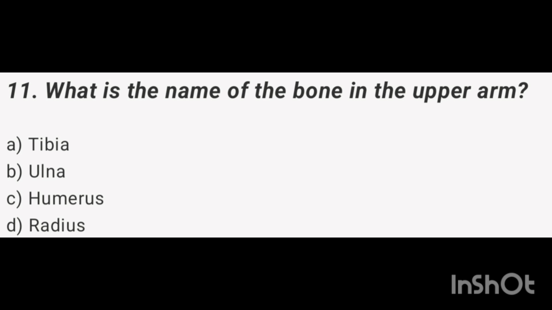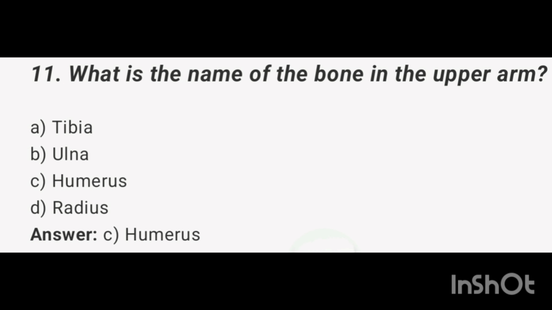Okay, the ulna and the radius, two bones will be there, and the humerus is the upper arm bone. So the answer is C.